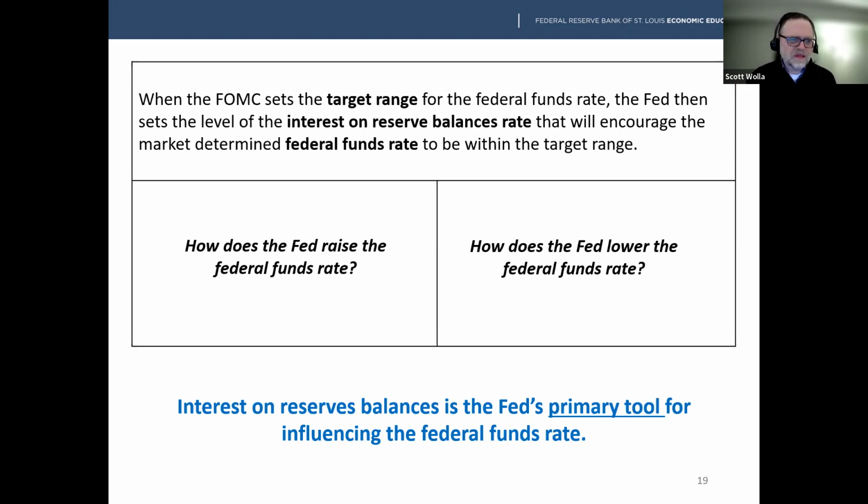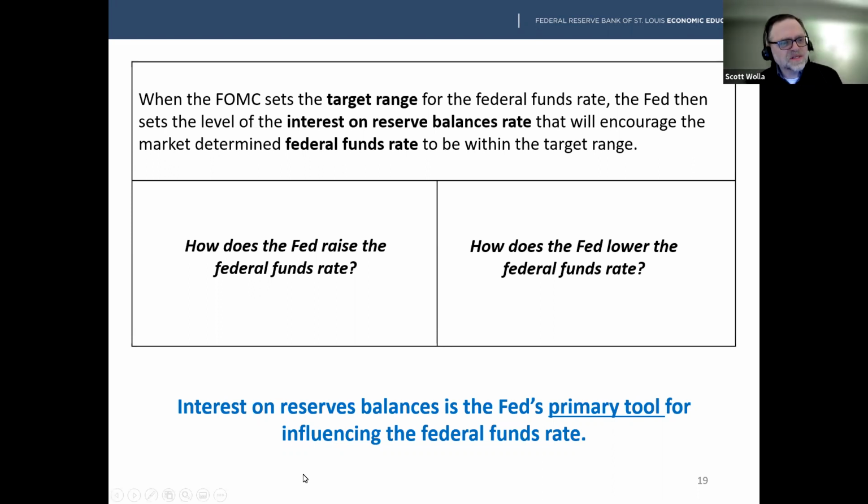So as they raise the target for the federal funds rate by 75 basis points per meeting, they're also raising the interest on reserve balances rate by about the same amount. And that shifting of the interest on reserve balances rate is what moves the federal funds rate along with it. So let's do a little scenario here.